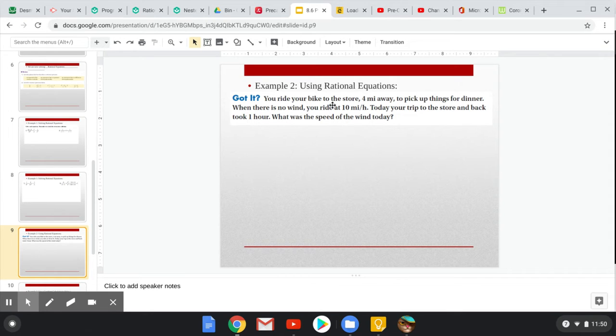You ride your bike to the store 4 miles away to pick up things for dinner. When there is no wind, you ride at 10 miles per hour. Today, your trip to the store and back took 1 hour. What was the speed of the wind today?